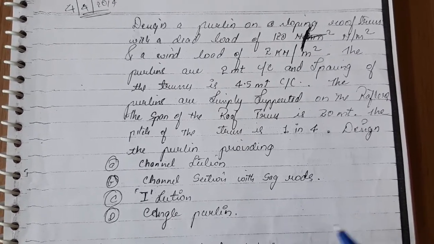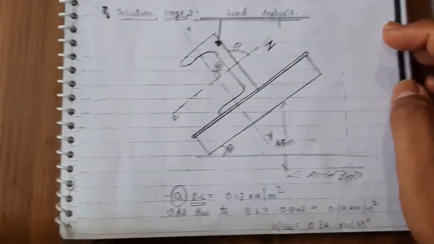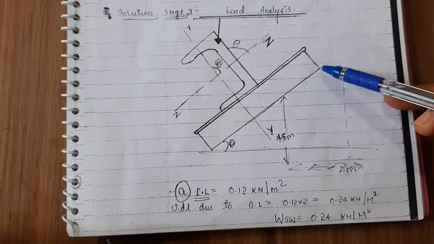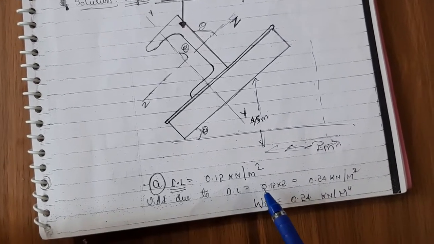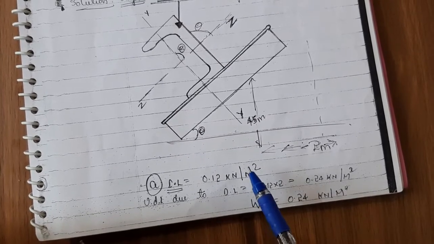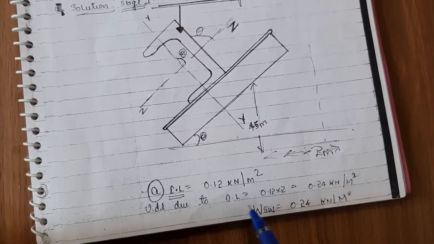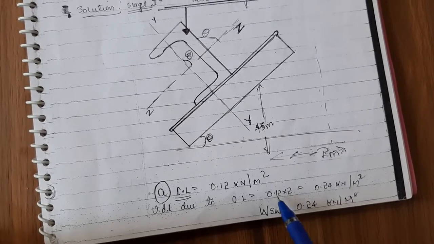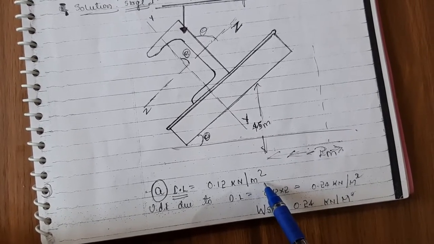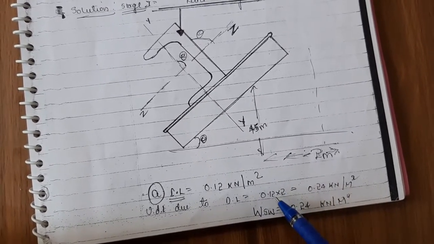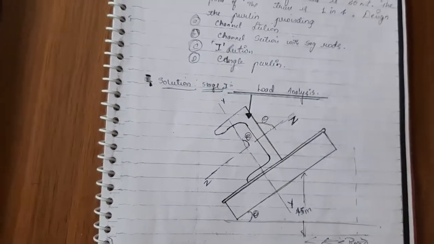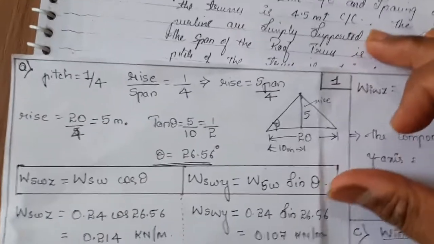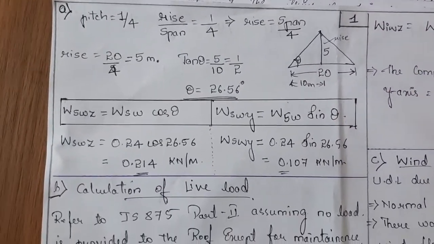So the span of the roof truss is 20 meters. We were solving the channel section, that is the first part. After that we had drawn the channel section here. So this is the sketch, and this is the dead load combination. The dead load is 0.2 kilonewton per meter square and UDL due to dead load was 0.12, because we have converted this 120 into kilonewtons, hence we have to divide it by 1000 in order to get that. And next it was all about calculation of pitch, and then it was along z axis and y axis.